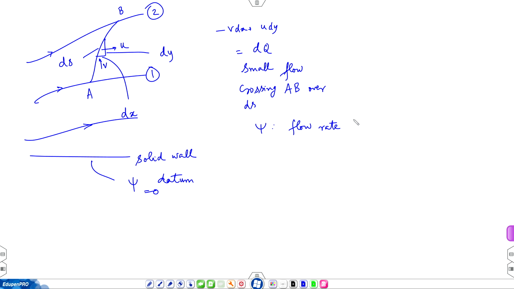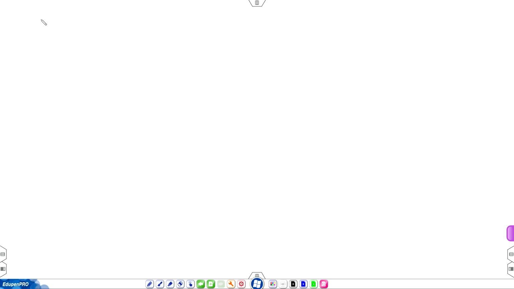Okay, so, for mass balance, we have obtained two results. One is, if del dot u is 0, then in a fully developed flow field, the transverse velocity is 0. That was one result. Second result is that if del dot u is 0, a stream function will exist and the stream function is physically interpreted as flow rate. So, let us look at the momentum equation.